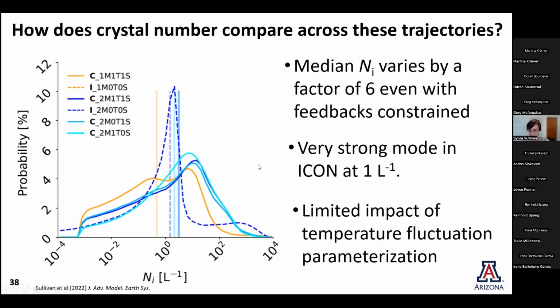And one other thing to note here is that when we use that temperature fluctuation parameterization that I mentioned, which mimics gravity waves, then we don't see a huge impact. You can see that, for example, looking at the different blue traces here, where 0T means the temperature fluctuation parameterization is off and 1T means it's on. So we see much bigger differences switching microphysics schemes than turning this temperature fluctuation parameterization on and off.